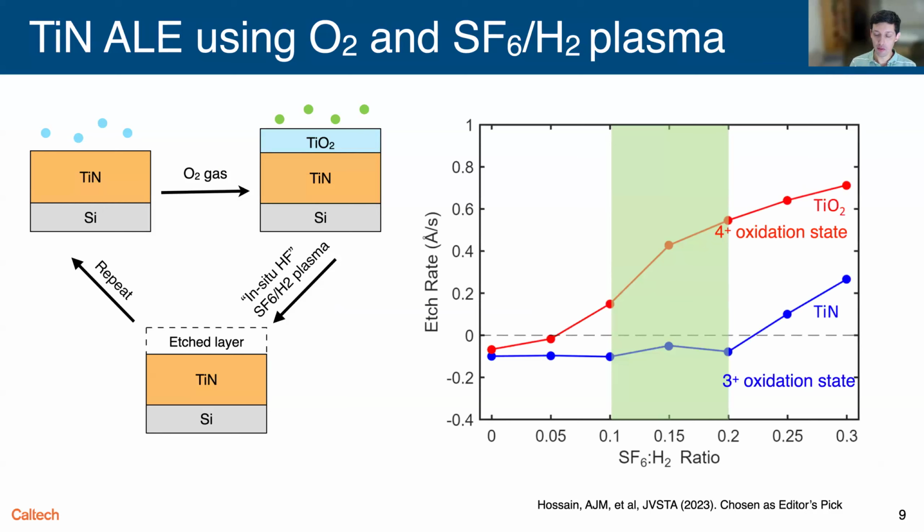This is a plot of etch rate versus the ratio of those two gases on the x-axis. And you can see when titanium nitride, in blue, has the titanium in the 3+ oxidation state, there's no etching because that fluoride product is not volatile. But in the titanium dioxide case, where titanium is in the 4+ oxidation state, we observe etching due to the formation of TiF4. So this was a good finding, and the goal was to adapt this to niobium nitride because niobium nitride is actually used widely in addition to titanium nitride owing to its higher transition temperature.